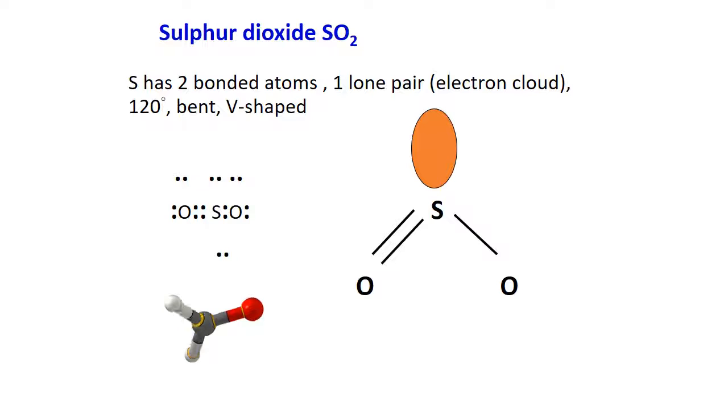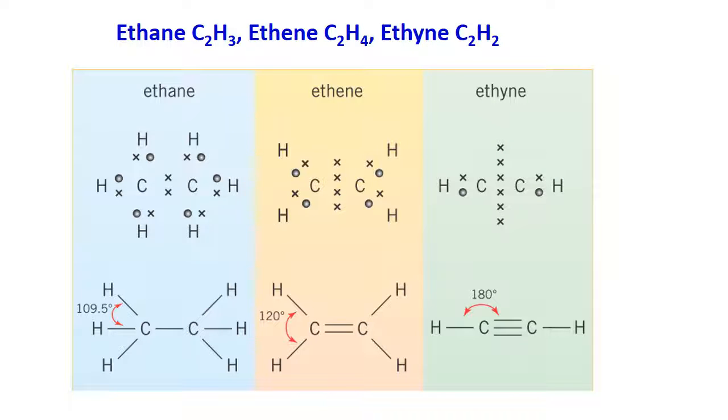And sulfur dioxide, there's a little GIF there as well. The sulfur has 2 bonded atoms, but that 1 lone pair on top of the electron cloud. So it's basically going to push the bonding electrons down a little bit more. Okay. So it's going to be a little bit less than 109.5. And there are some examples from organic chemistry, with ethane being 109.5, ethene being 120 due to that bonding pair repulsion, and ethyne being a straight molecule, 180 degrees.